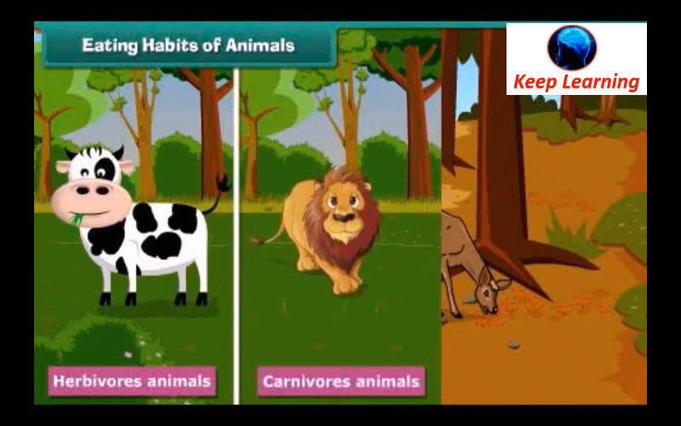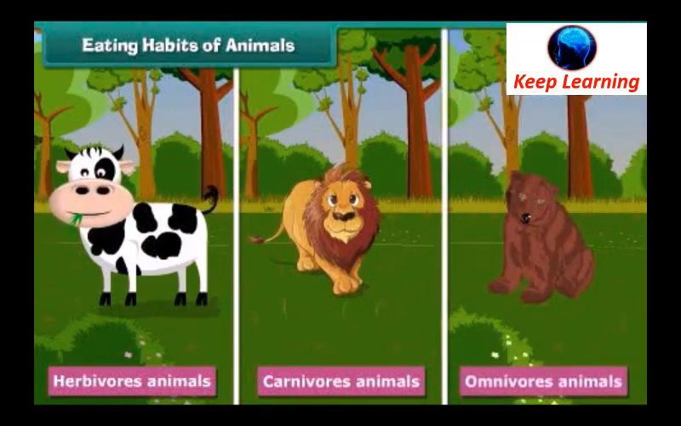Carnivorous. Carnivores eat flesh with their sharp, pointed, and strong teeth. Lion and tiger are the examples of carnivores. Omnivorous. Omnivorous eat both plants and flesh. Bear and crow are the examples of omnivorous.